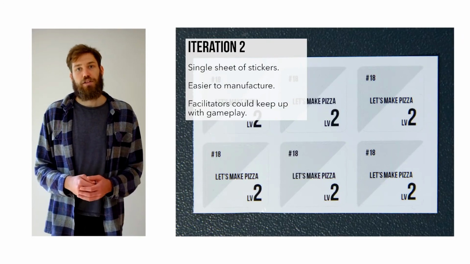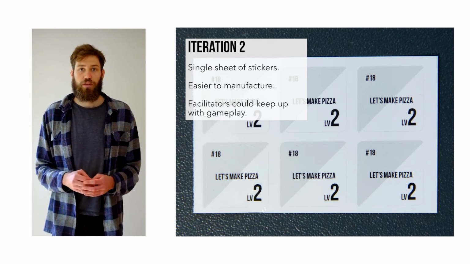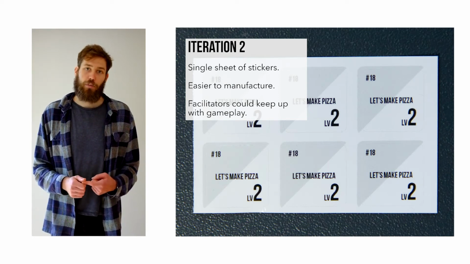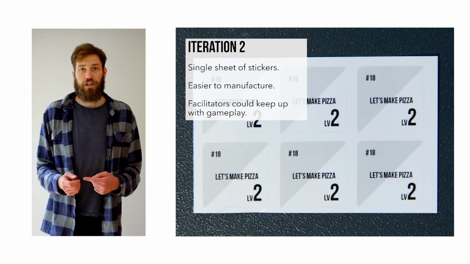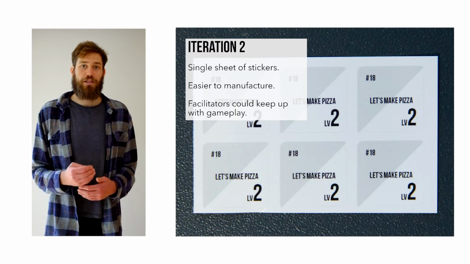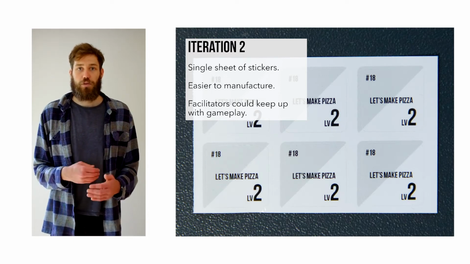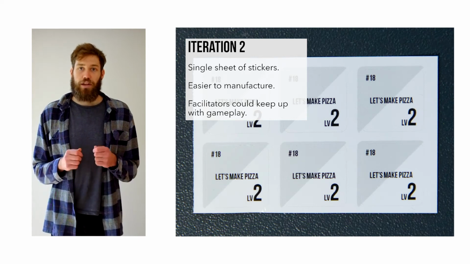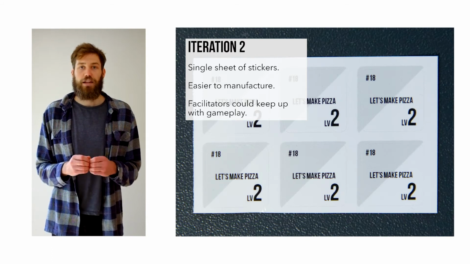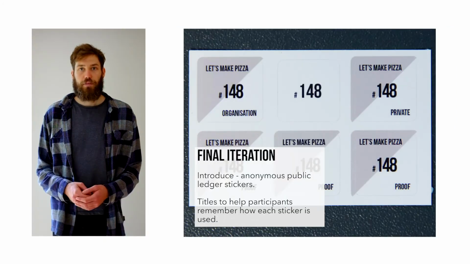The second iteration of the game removed the rectangular stickers. This came with 2 improvements. First, it was much easier to manufacture. There were half the number of stickers to create, and we no longer needed to pair them. This also meant that it was much easier for workshop facilitators to keep up with the number of transactions which were happening during the gameplay. They no longer needed to make these pairs of rectangular and square stickers. They just needed to hand out a sheet of square stickers to a participant.